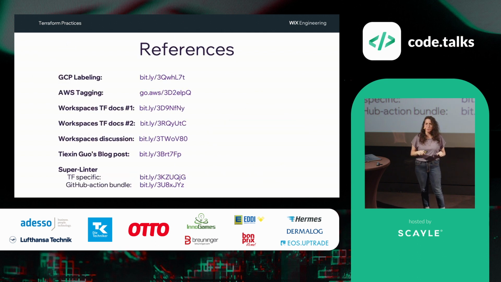And these are the references that I mentioned: the Terraform docs, labeling, tagging, and the post that I mentioned. And also Superlinter is something that you can use for practice enforcement. It's a bundle of GitHub actions that you can just apply, and out of the box you have a great set of checks.